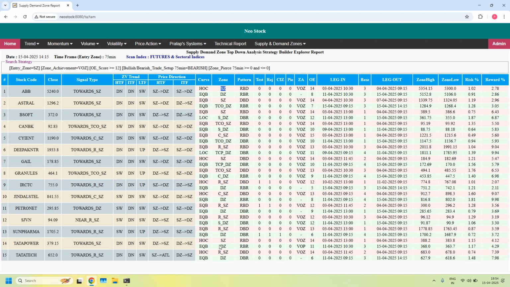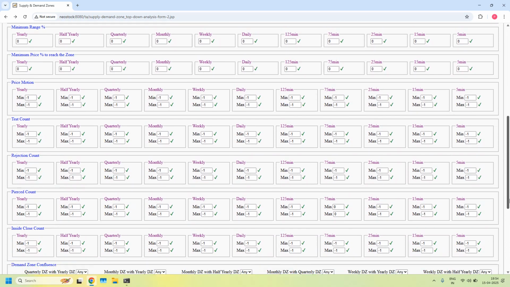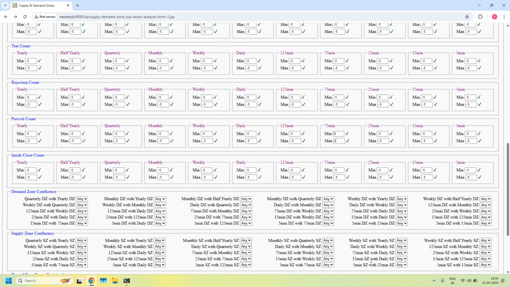So in total we have 15 75-minute supply zones. Out of these 15 75-minute supply zones, how many have a higher probability of success? Let us filter based on the zone confluence. Supply zone confluence. The first filter is LTF and ITF supply zone confluence.